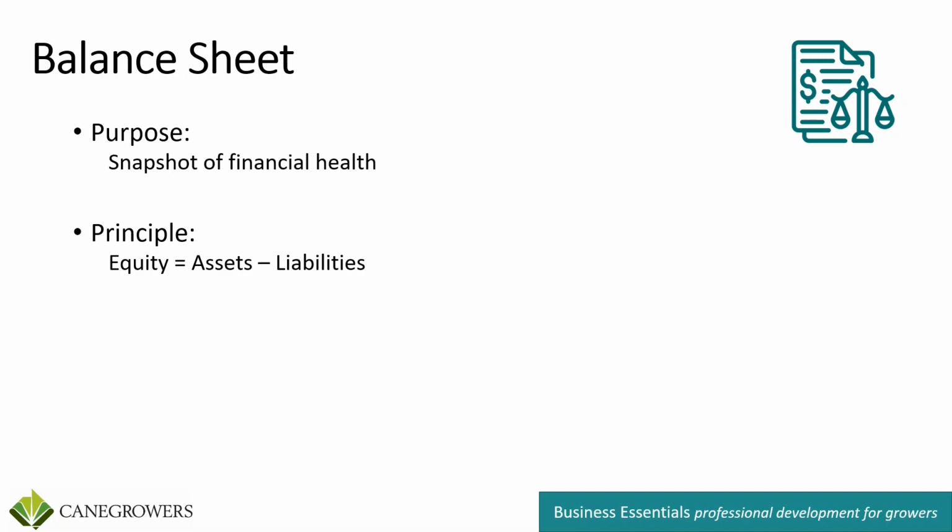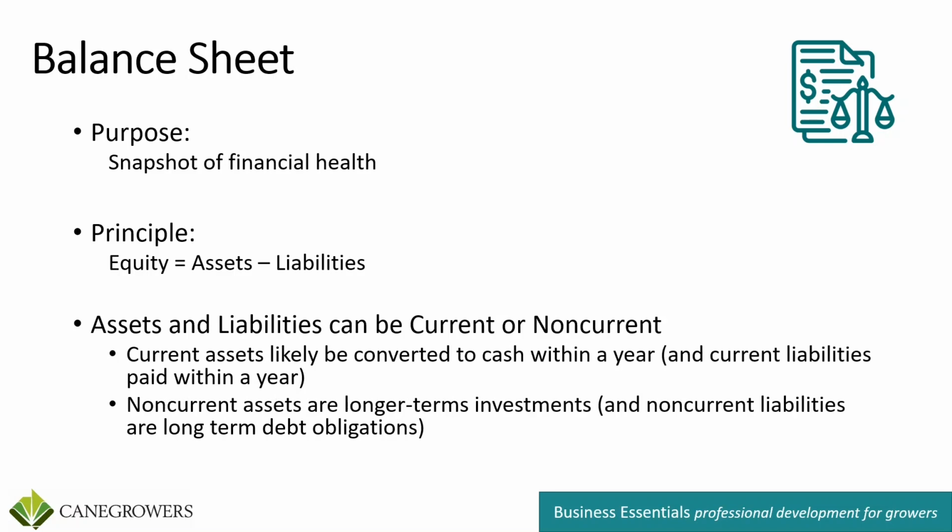That is, if you take the value of what you own, assets, and deduct what you owe, liabilities, what you are left with is your equity in the business or your net assets. There are a few more levels of detail beyond total assets and liabilities. These can be subcategorized into current assets and current liabilities, which provides further insight into the farm's financial health. Current assets are typically any asset that will likely be converted to cash within a year, and current liabilities are those that are paid back within a year.